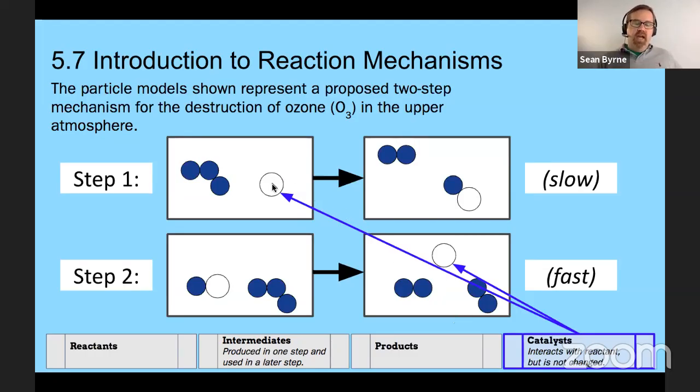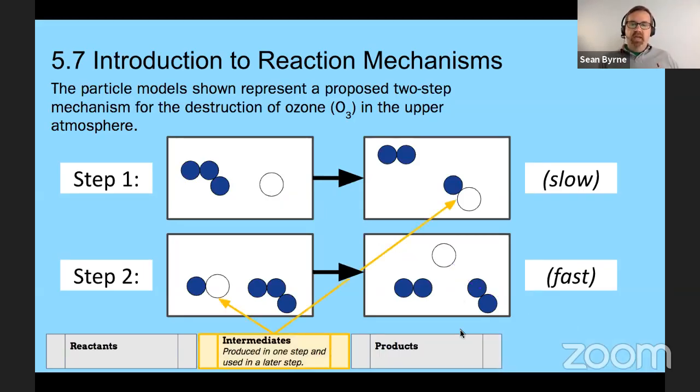So we have some nitrogen atoms here that help along this reaction, but we have not changed the amount of nitrogen that is in the atmosphere from beginning to end. So if we're looking at a catalyst, it appears as a reactant first and then as a product, whereas an intermediate appears as a product first and then a reactant.